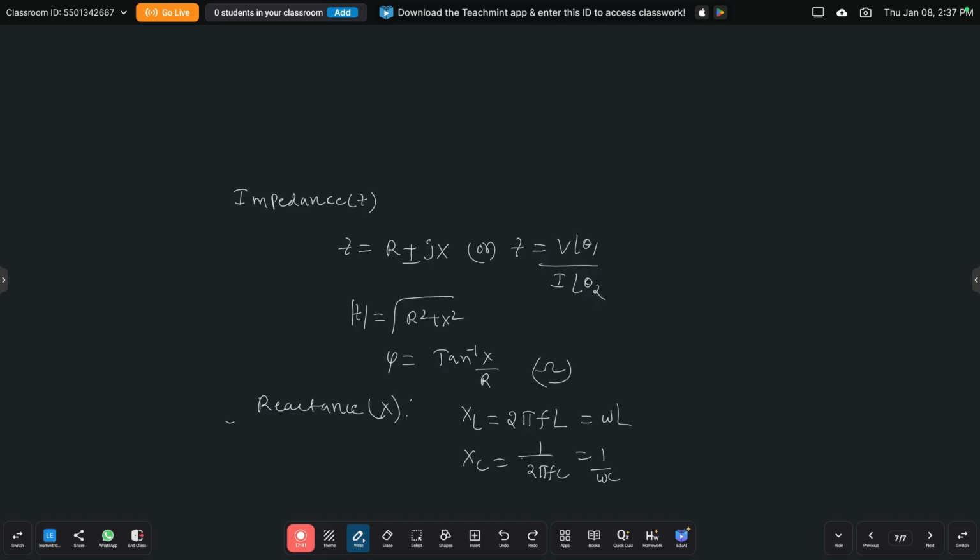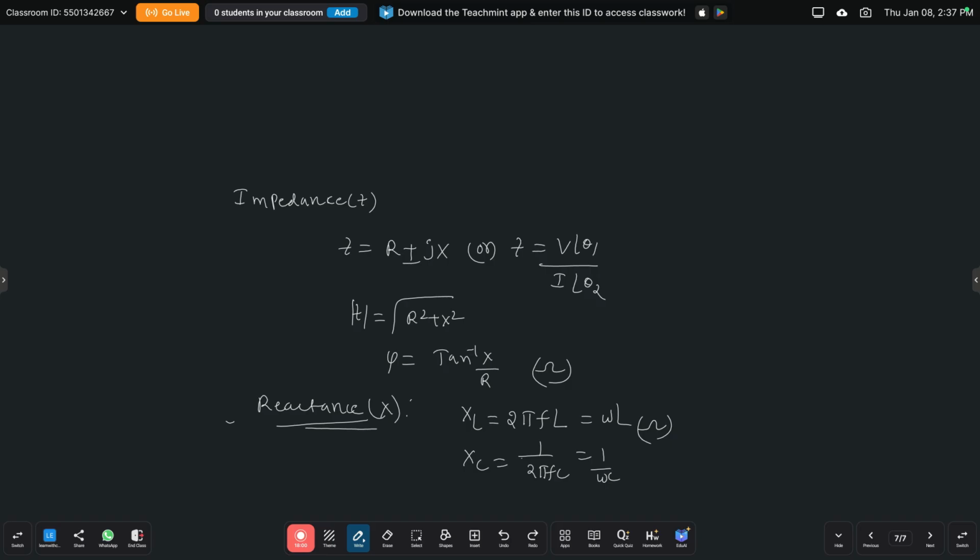So simply, the reactance is nothing but the opposition offered by the reactive components, that is the inductor or the capacitor, in an AC circuit for the flow of current through it. Now what are the units? There is no change in the units. The units are ohms only.